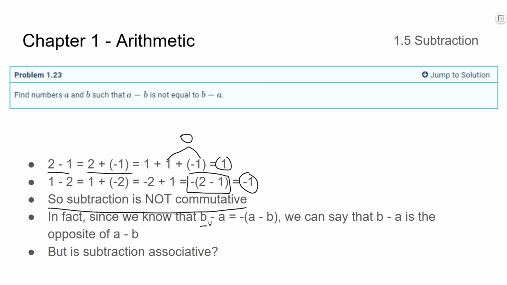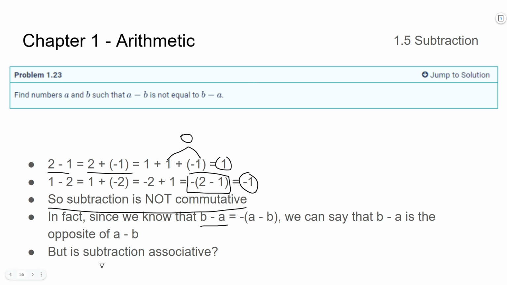But since we know that b minus a is equal to negative a minus b, which we just did here, right? We flip the order and then extract the negative sign. We can say that b minus a is the opposite of a minus b. So if we had 2 minus 1, and that was 1, we know that if we flip the order of that, we're actually going to get the negative of our first answer.